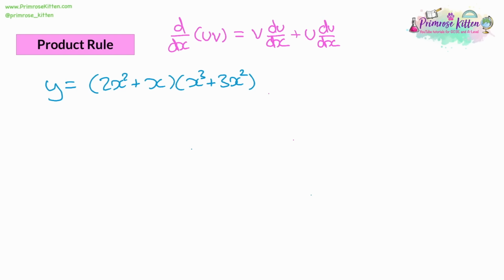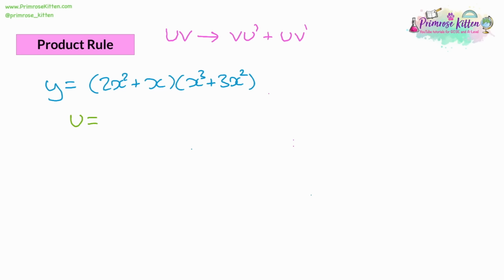Now, I like to write that in a simpler way. So I'll show you my way of writing it. So we're saying if we want to differentiate u multiplied by v, then what we're going to end up with is v multiplied by the differential of u plus u multiplied by the differential of v. So what we want to do is find these different bits. We want to find what u is, we want to find what v is.